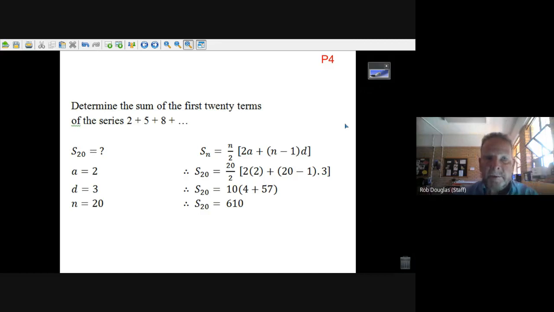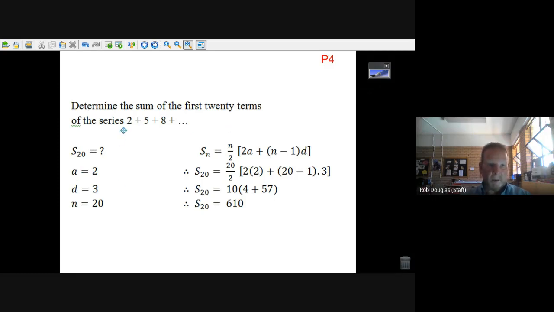This is part 4 of sequence and series, and we're going to look at finding the sum of an arithmetic series. Here we go. We've got a series. The question is, what's the sum of the first 20 terms if this is the sequence, 2 plus 5 plus 8, and it keeps on going? How do we figure out adding 20 of these terms?